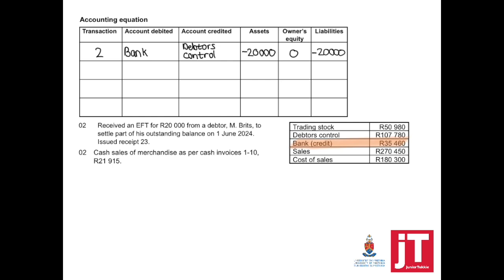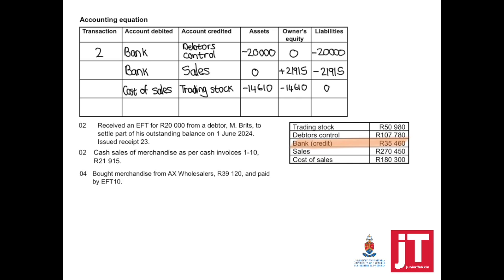On the same day, cash sales of merchandise as per cash invoice 1 to 10, 21,915. Bank will always be debited when the business receives money, account credited, sales. This is to show the selling price, 21,915. Because my income increases, it will have a positive effect on your owner's equity. Now, bank is regarded as a current liability. So what will happen with our current liabilities? It will decrease 21,915. To show the cost of sales, cost of sales is debited, trading stock is credited, assets minus, owner's equity minus. Because our expense increases, it will have a negative effect on the owner's equity.